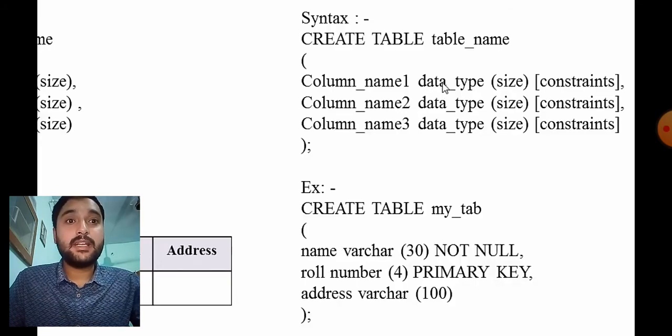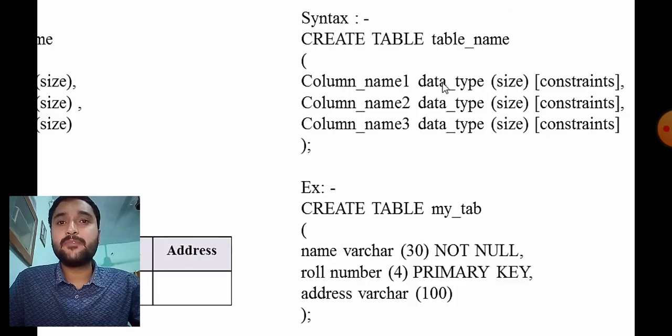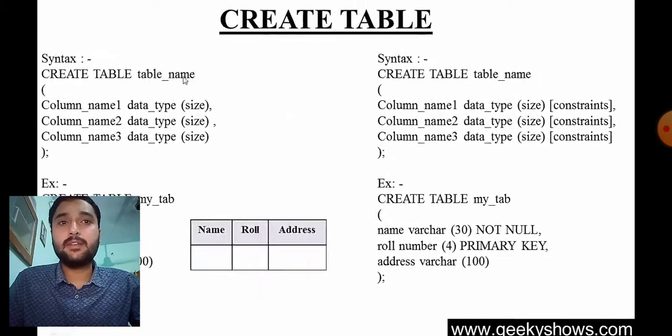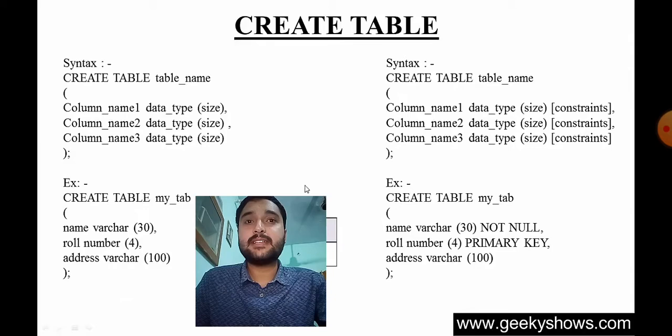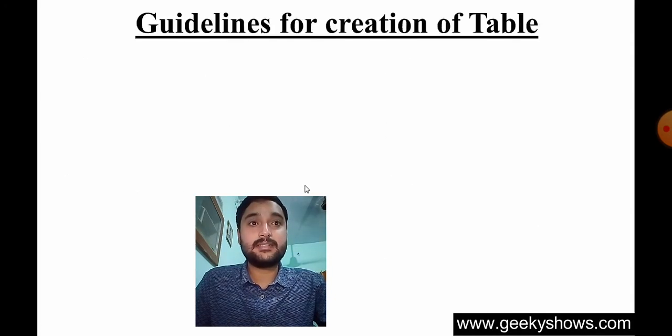After that, in the address we don't have any constraint. It is the optional part; we can add it or we don't add it. So we have discussed the syntax of a table and its example, and the constraints syntax and example.